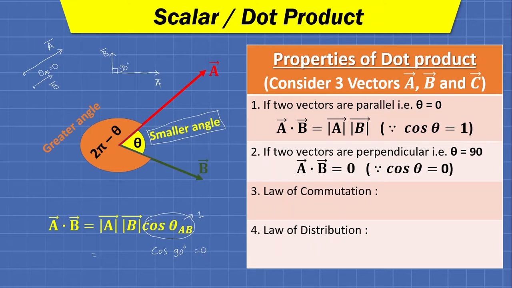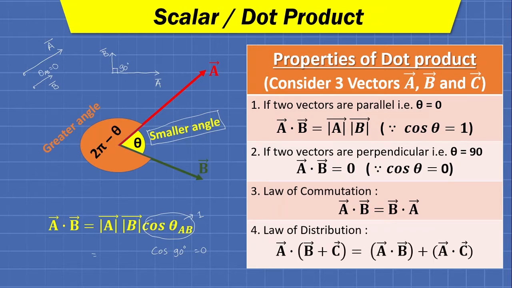The third property is the law of commutation. The law of commutation states that A bar dot B bar will be the same as B bar dot A bar. So there is no difference, either you perform a dot product or perform another dot product with changing the sequence of vectors. Fine, both the results will be the same. The fourth property is the law of distribution. So a bar dot b bar plus c bar can be written as a bar dot b bar plus a bar dot c bar. Fine. So you can distribute the dot product among addition or subtraction of vectors.